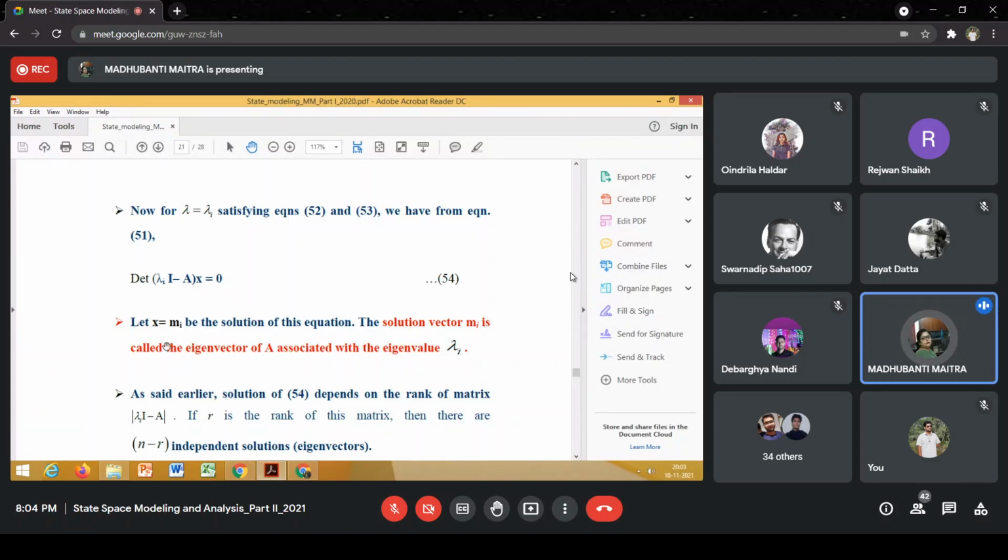So now let's assume that x is equal to mi. Remember, this is a column vector. x equal to mi be the solution of this particular equation. So mi is the solution of this equation for lambda equal to lambda i. So the solution vector mi is called the eigenvector of A associated with the eigenvalue lambda i.